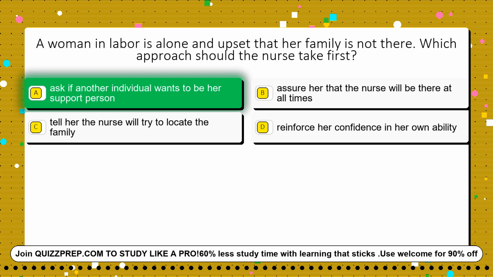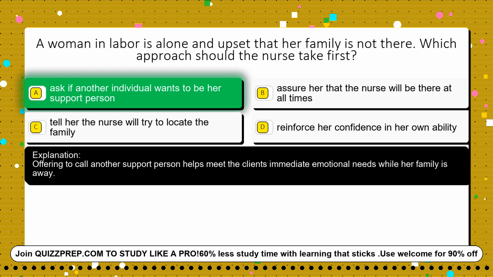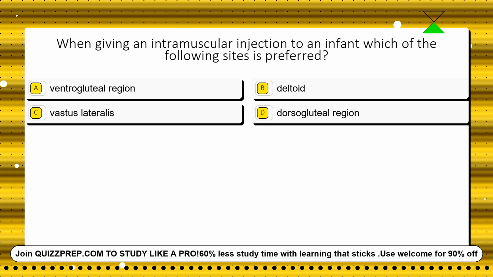The correct answer is option A, ask if another individual wants to be her support person. Offering to call another support person helps meet the client's immediate emotional needs while her family is away. Question 49. When giving an intramuscular injection to an infant, which of the following sites is preferred?